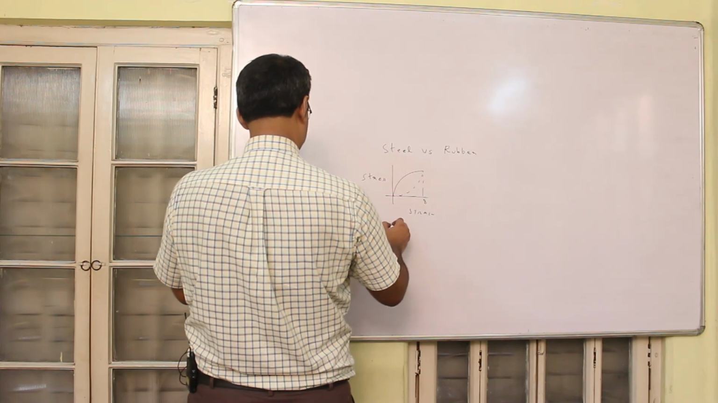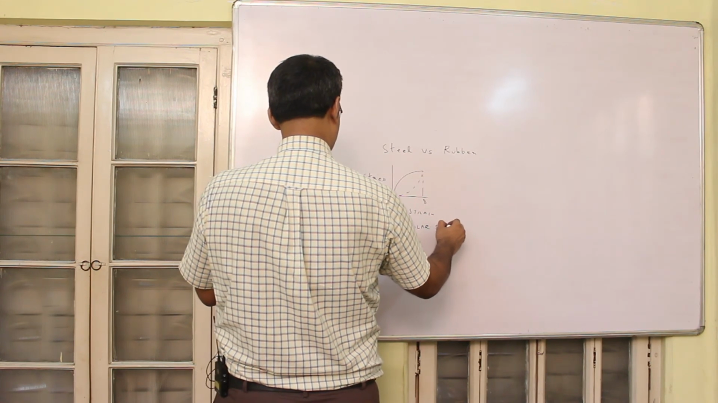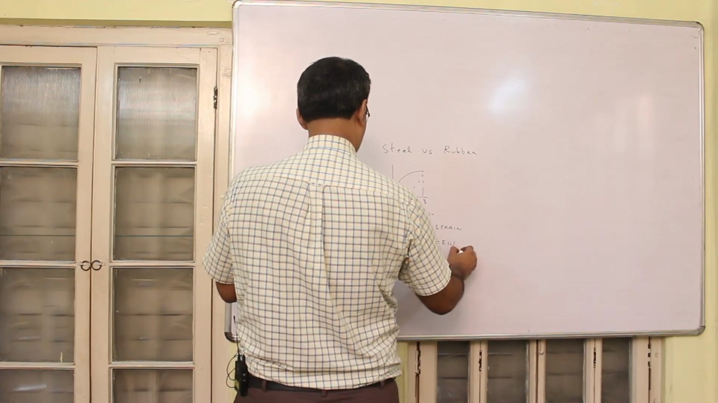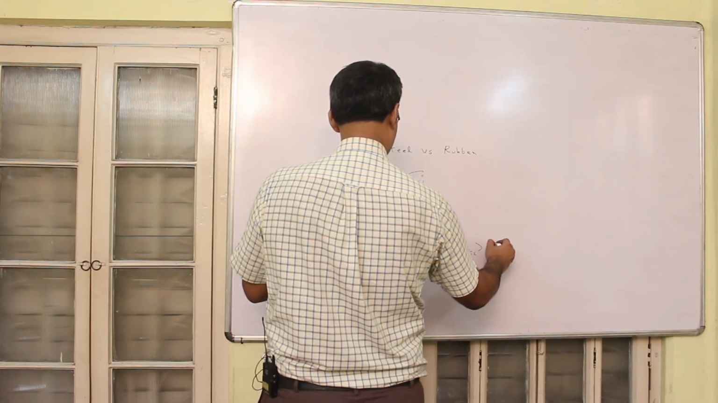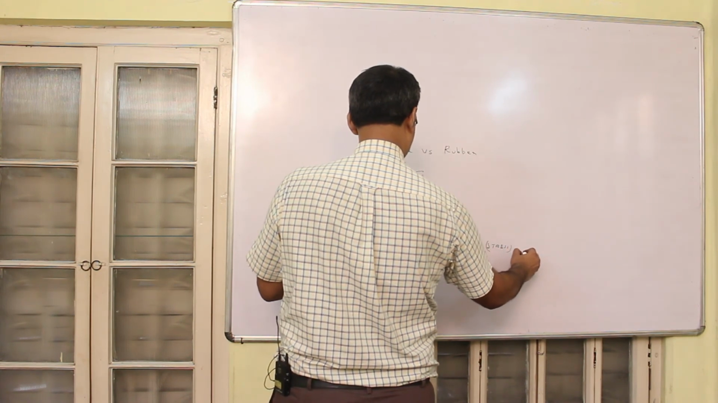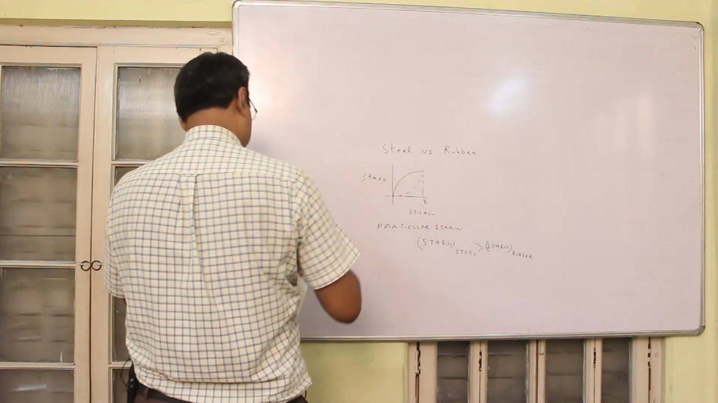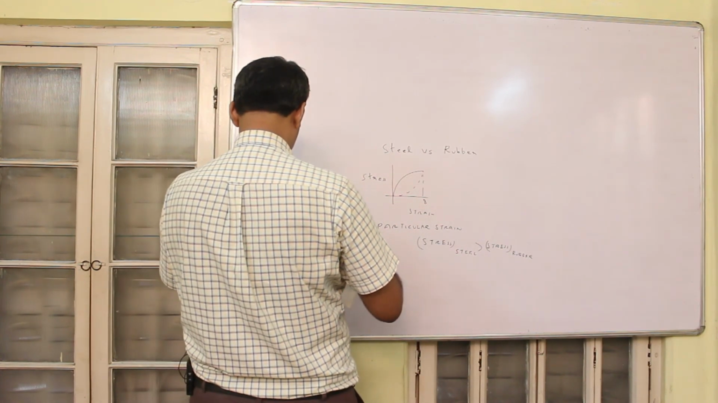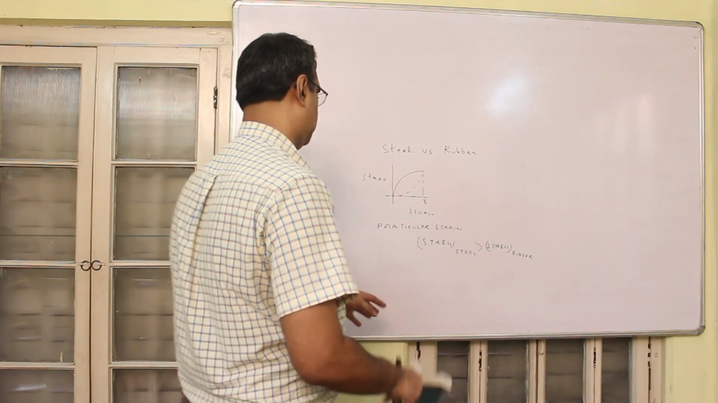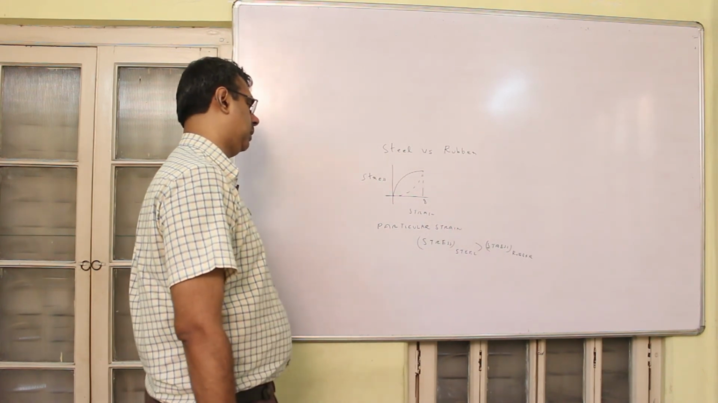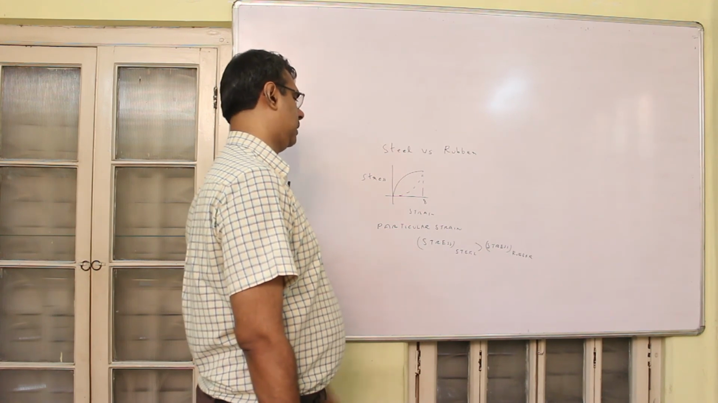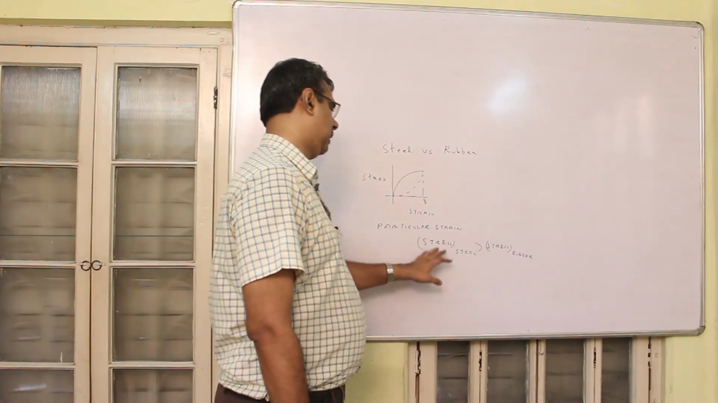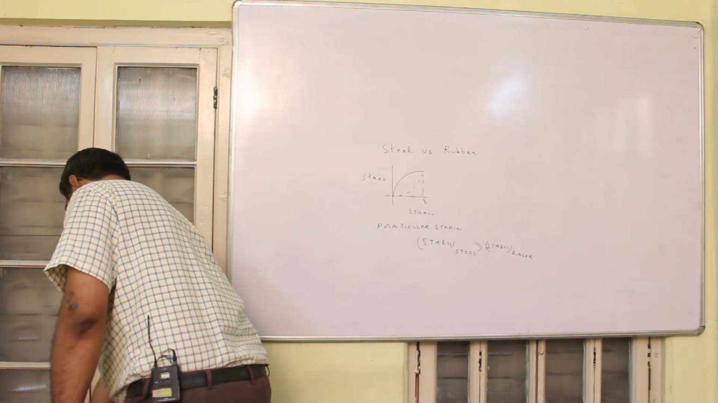However, for a particular strain, the stress required for steel is greater than the stress required for rubber. So for a particular strain, the greater stress is required for steel. That means the internal forces which develop within steel are stronger than the internal forces which develop within rubber, and therefore steel is considered more elastic than rubber. And by the way, the most important yardstick for elasticity is the Young's modulus. The Young's modulus of steel is more than that of rubber.